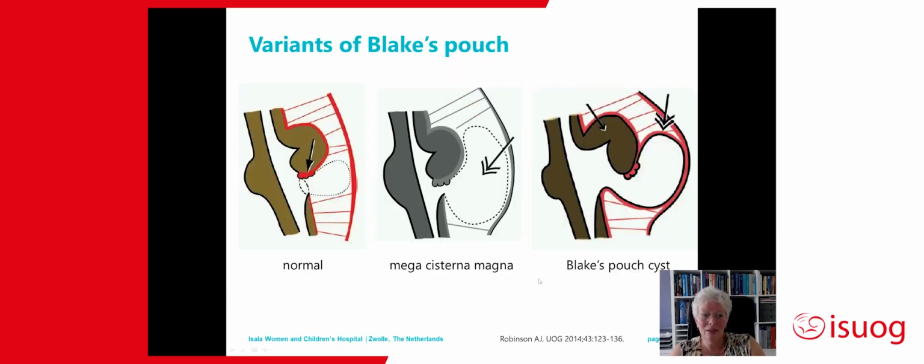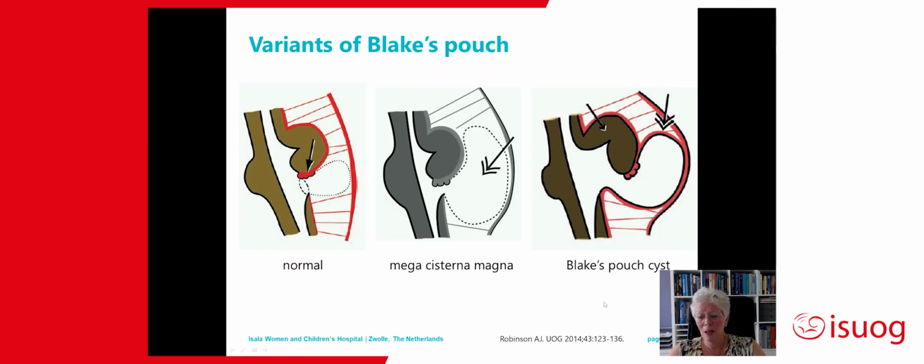Then we're going to take a look at variants of this Blake's pouch. So this is the normal situation, and here we have the megacisterna magna. So if this pouch extended more, then we have a megacisterna magna. We have a normal vermis with a normal position of the choroid plexus, but much more fluid inside the posterior fossa.